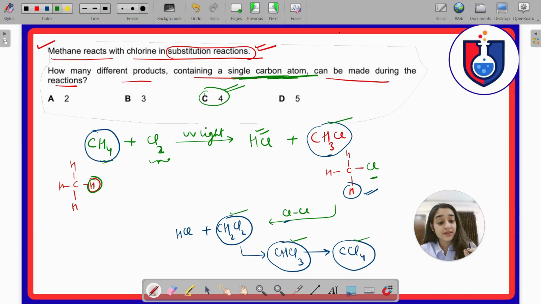Cambridge genuinely tests how well you read the questions. It is very important to read the question, underline the question while you are reading, and then answer the question. Okay, let's move to the next question.